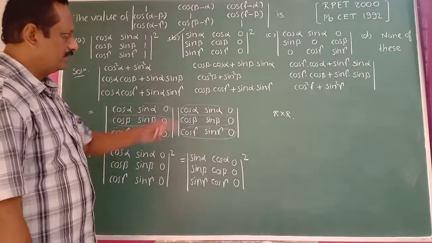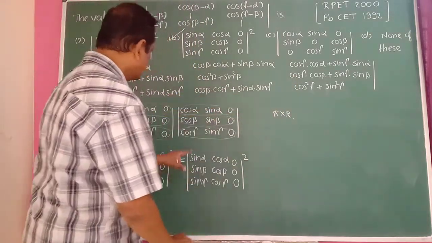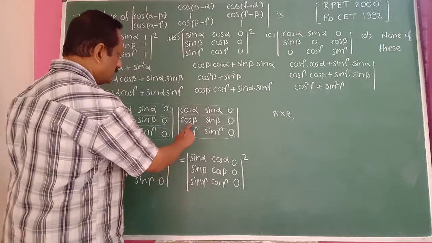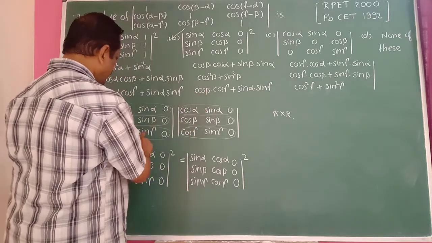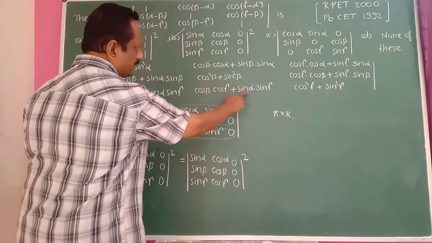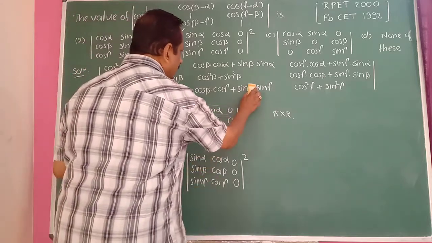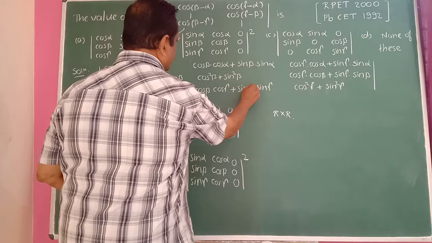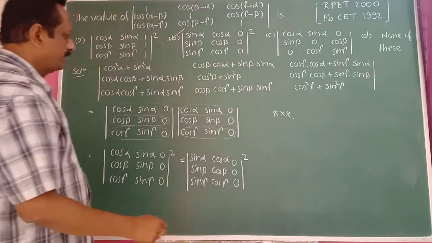Here I wrote wrong, because cos gamma, cos beta is this here, and sin gamma, sin beta. It should be beta here, not alpha. It is sin of beta. Okay, remaining steps are correct.